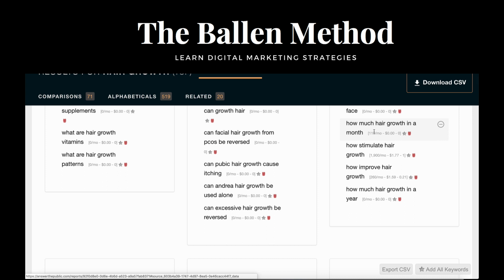I like this one. How much hair growth in a month? Okay, this one is perfect for Monat. So I've got this shampoo line that is known to promote hair growth. So what I could do is I could write a blog called How Much Hair Growth Can I Expect in a Month with Monat.